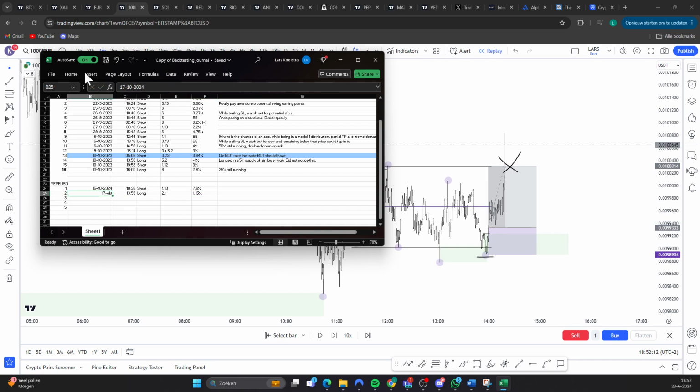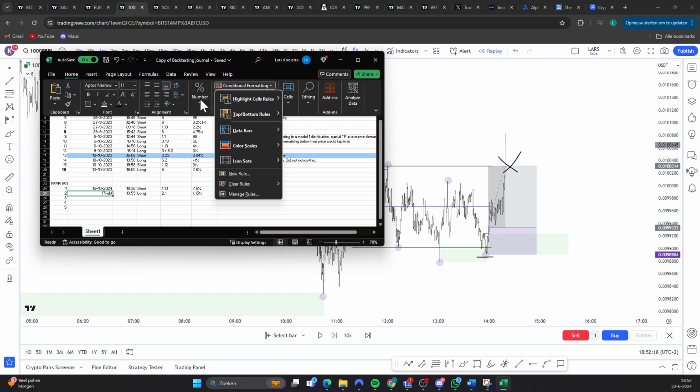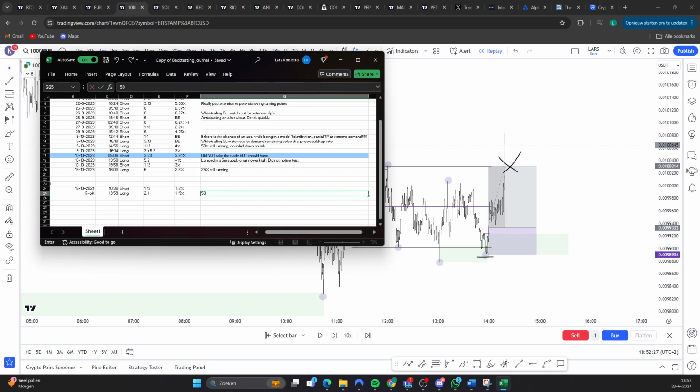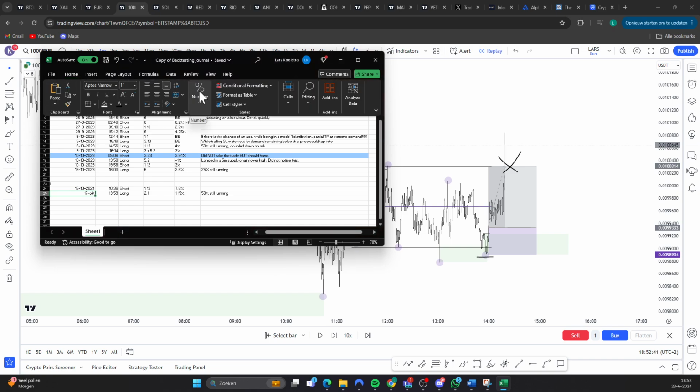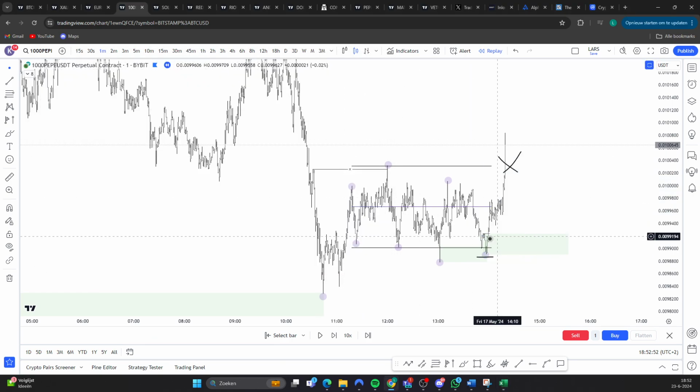I don't know why this is like that. Oh, I forgot where that was. And we're going to say 50% running. There you go. Save the baby, put it away, clean the chart up.